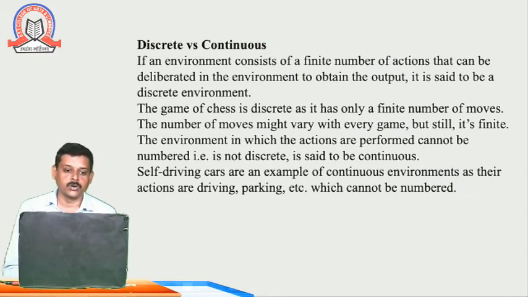So it is known as a discrete environment, and an environment in which the actions performed cannot be numbered is not discrete, so it will be a continuous environment. For example, a self-driving car is an example of a continuous environment, as there are actions of driving, parking, and a number of other actions we can perform, along with giving an indicator, right indicator, left indicator, etc. That might be a continuous environment.